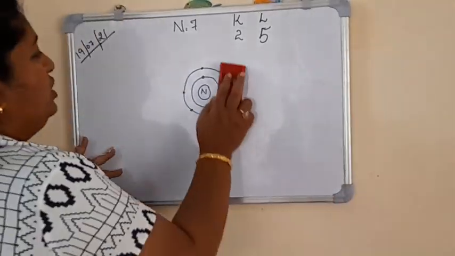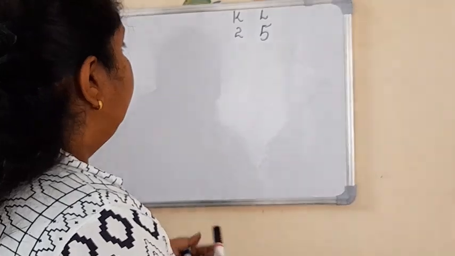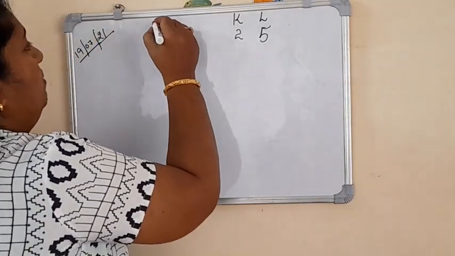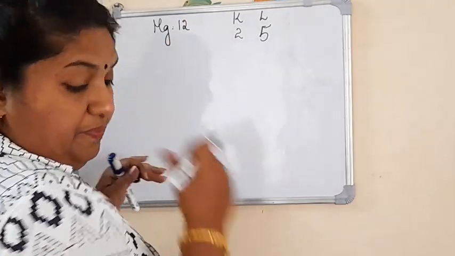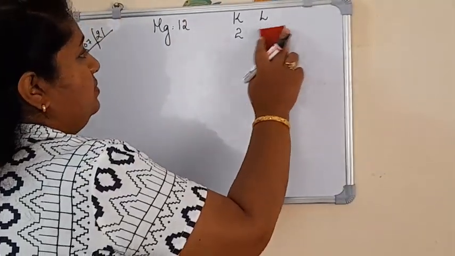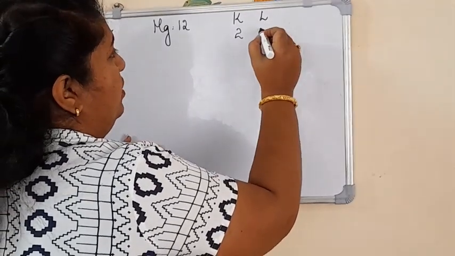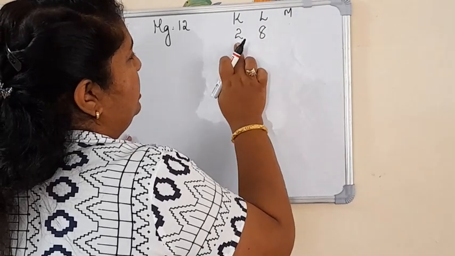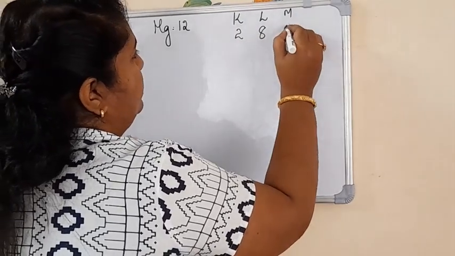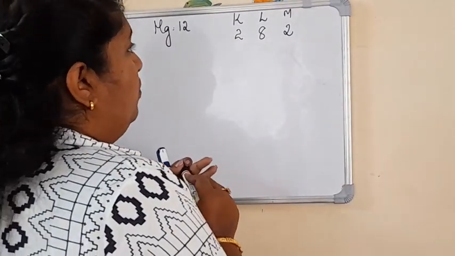Now we are going to draw a much higher element. Let it be magnesium. Atomic number is 12. Here the maximum number of electrons in the K shell is 2, L shell 8, M shell 8 plus 2, 10. 2 more electrons left. So 2. Now we are going to draw the Bohr atom model.